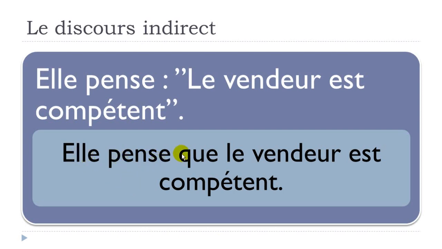Elle pense que, so she thinks that. And have a look, le vendeur est compétent. So it's quite easy in that case, and of course I took on purpose a simple sentence to start, but then it's just to show you that, well, the sentence doesn't change that much. Of course you will have to take these guillemets away and then deux points, so everything should go away, but then in that case the sentence doesn't change that much. Elle pense que le vendeur est compétent. Alright?